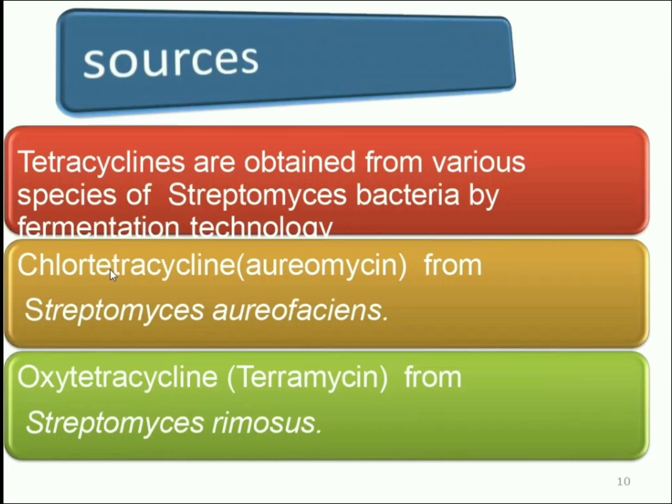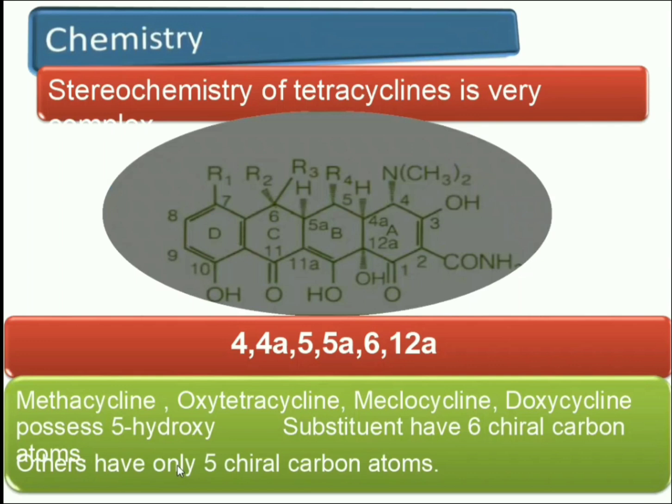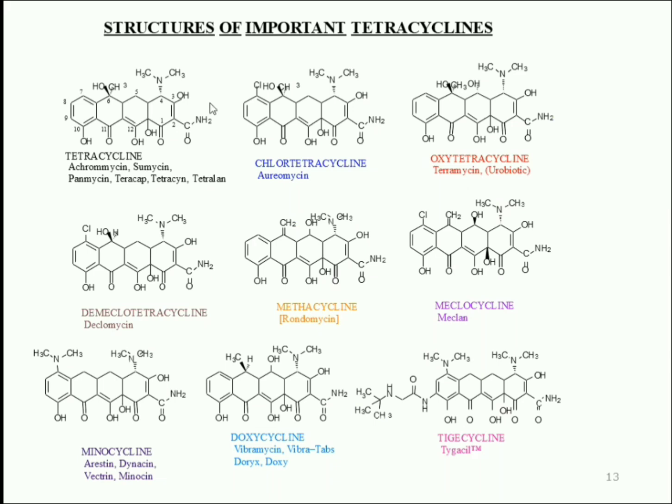The stereochemistry of tetracycline is very complicated, because methacycline, oxytetracycline, meclocycline, and doxycycline possess a 5-hydroxy substituent, giving 6 chiral carbon atoms, and the other tetracyclines have only 5 chiral carbon atoms. The structures of the various tetracyclines are given; they differ from each other on the basis of the chiral carbon atoms: tetracycline, chlortetracycline, oxytetracycline, demeclocycline, methacycline, meclocycline, minocycline, and doxycycline.